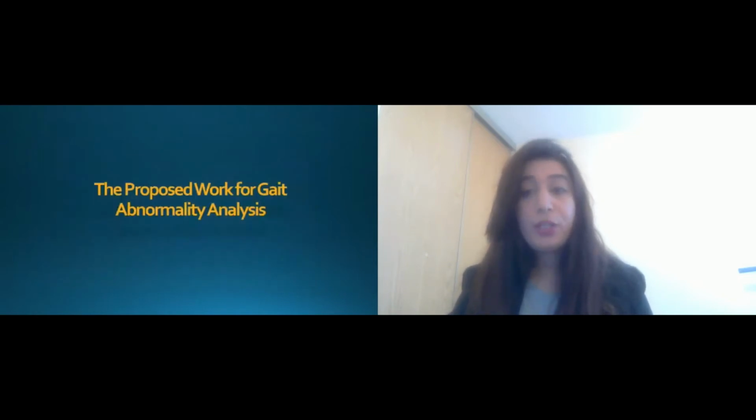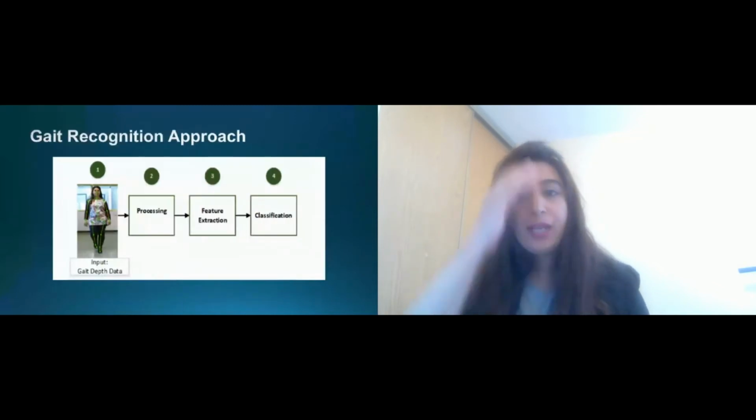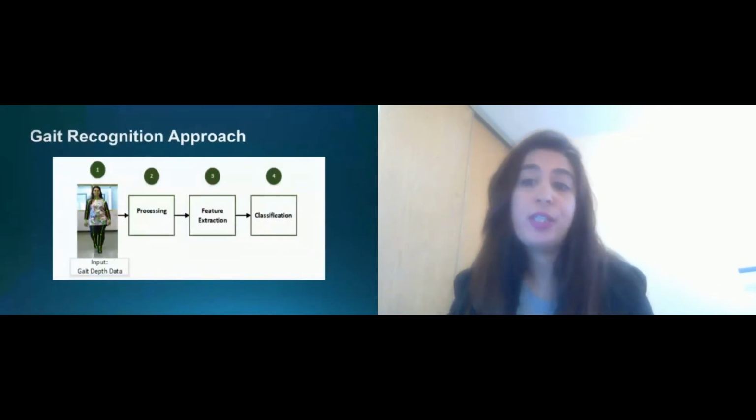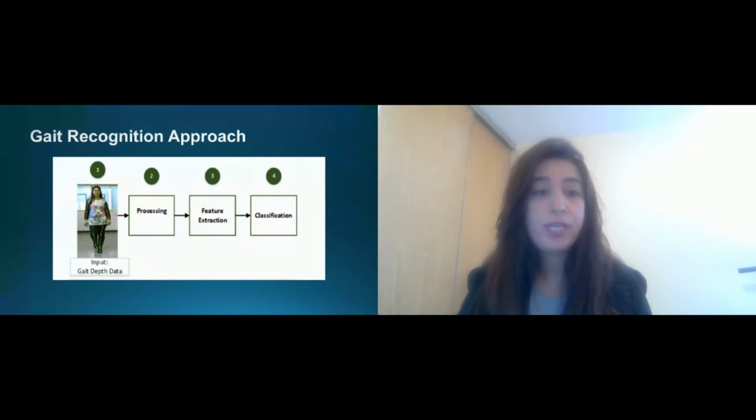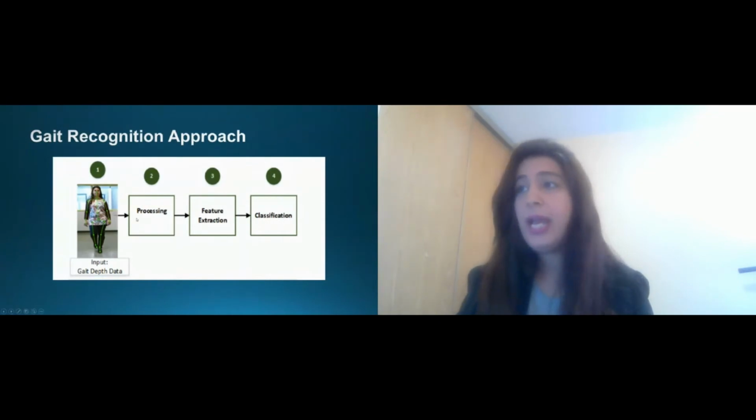So let's discover the general method to detect and analyze gait abnormality. During my master research at the University of Calgary, we examined the following. We have this approach, and we have used this approach. It's the gait recognition approach. First, we acquire the data. We get the data from a Kinect camera, which is in this image here. And then we process the data, we extract the features, and then we do the classification.